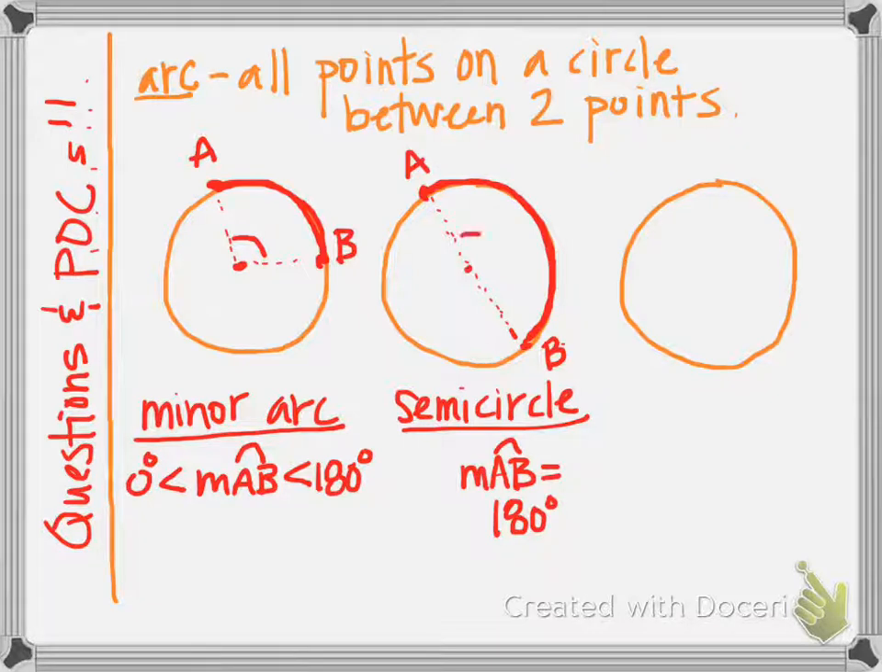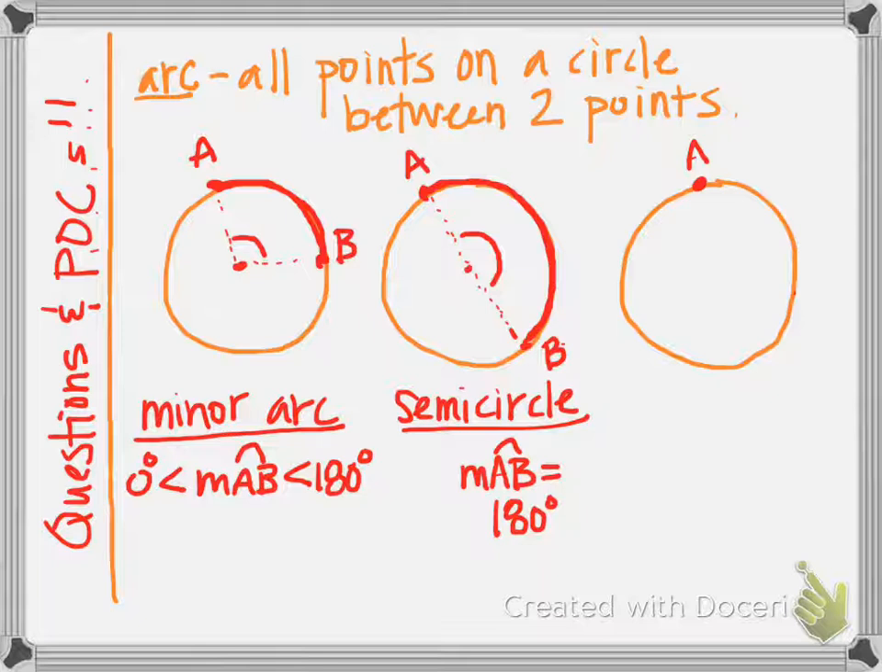The measure of that angle that it creates with the two radii is exactly 180 degrees. So the last type of arc we have is called a major arc, and it is larger than 180 degrees, but it's got to be less than 360 degrees.